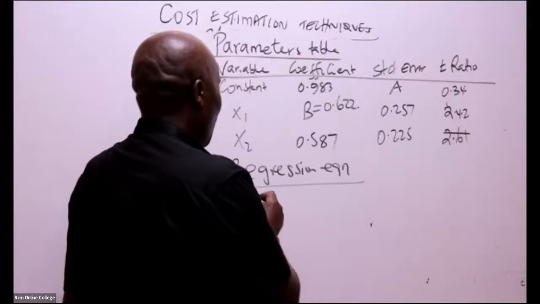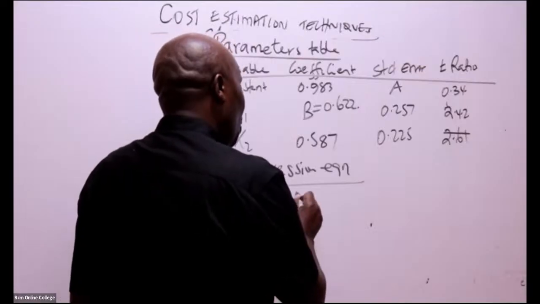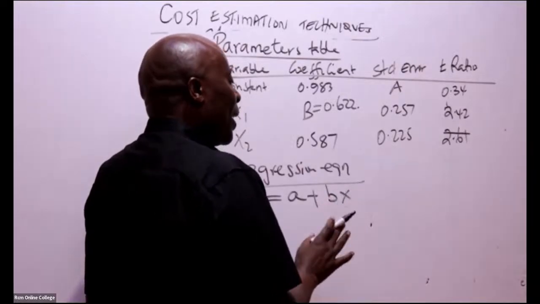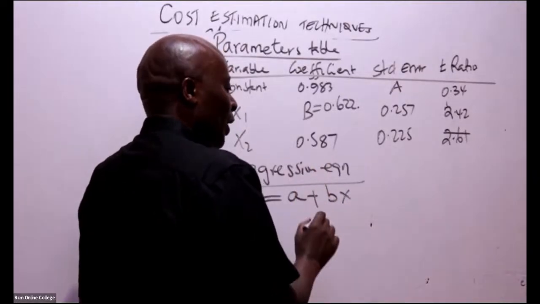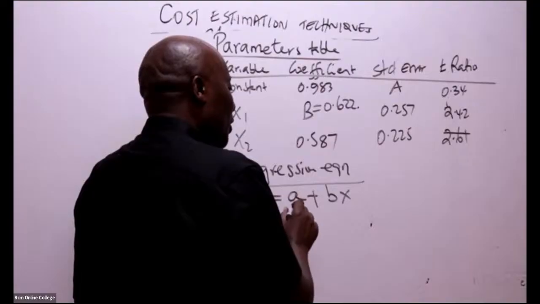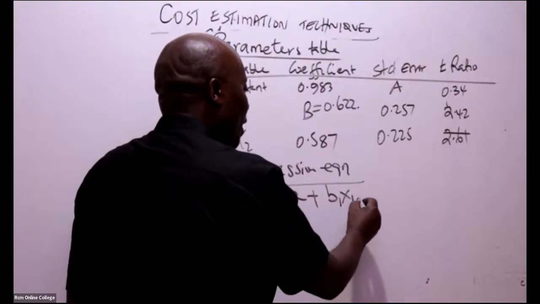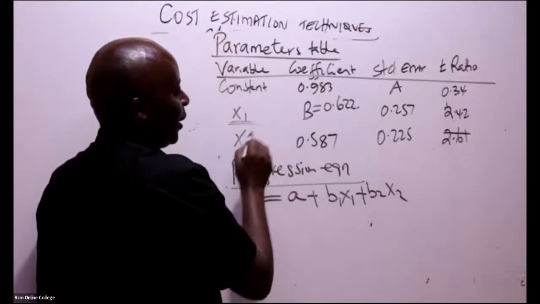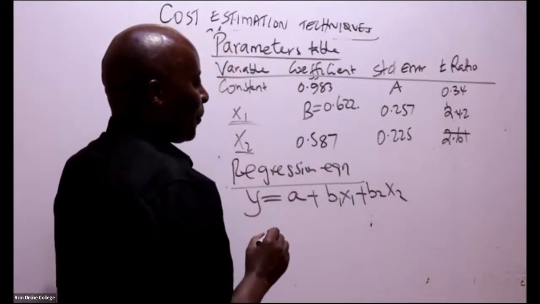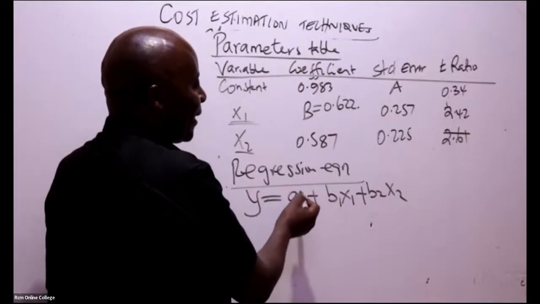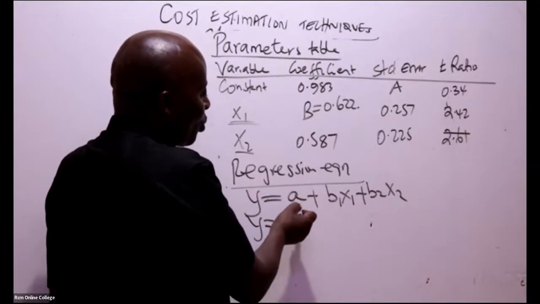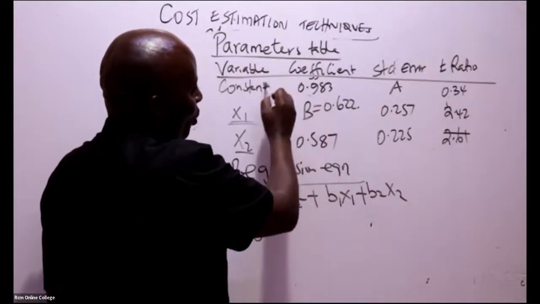Therefore, the general regression equation, the normal one, is Y equals A plus BX. But now we have 2 X values. So it will be Y equals A plus B1 X1 plus B2 X2. I know there are 2 because of this. Remember, A is the constant coefficient, which is this one.